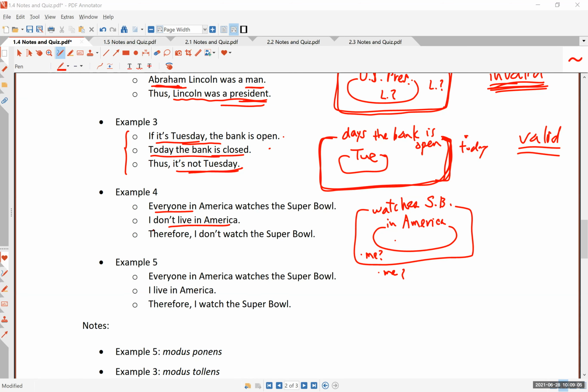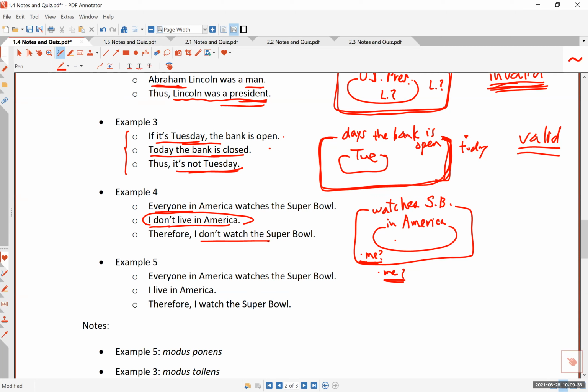All right, sorry about that. I don't live in America tells me that I could be here or I could be here, okay? The fact that I am outside of the inner circle does not tell me whether I am inside of the outer circle of the ones who watch the Super Bowl, or outside of the outer circle. There is a level of ambiguity, and therefore I cannot make this conclusion. Therefore, I do not watch the Super Bowl.